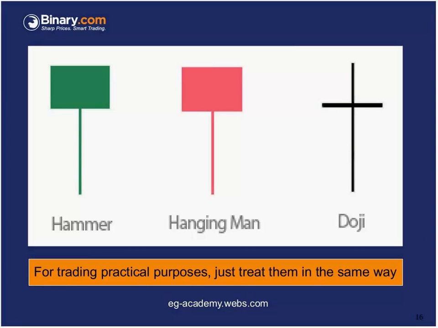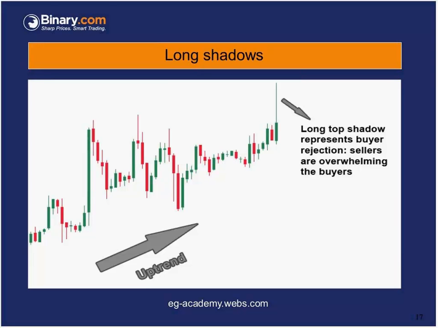Let's move into the next important candle characteristic, long shadows. A long top shadow means that the buyers in the market tried to push prices up, but the sellers were strong enough to push prices back down again. A long bottom shadow means that the sellers in the market tried to push prices down, but the buyers were strong enough to push prices back up again. Long shadows represent buyer seller rejection.